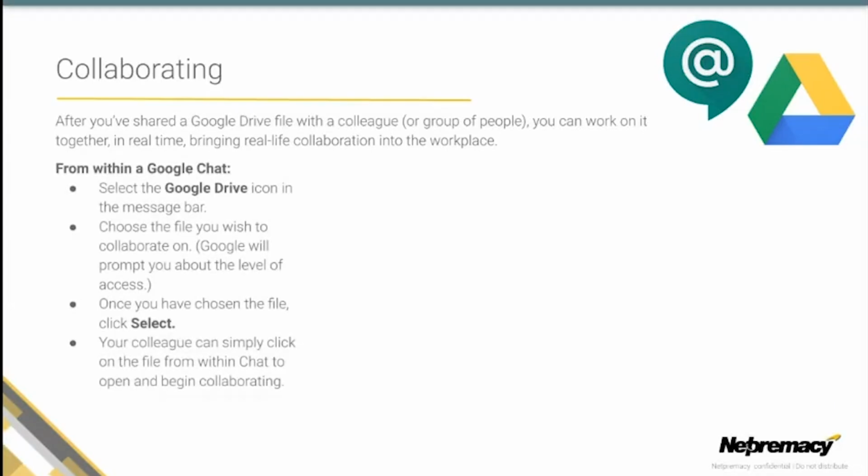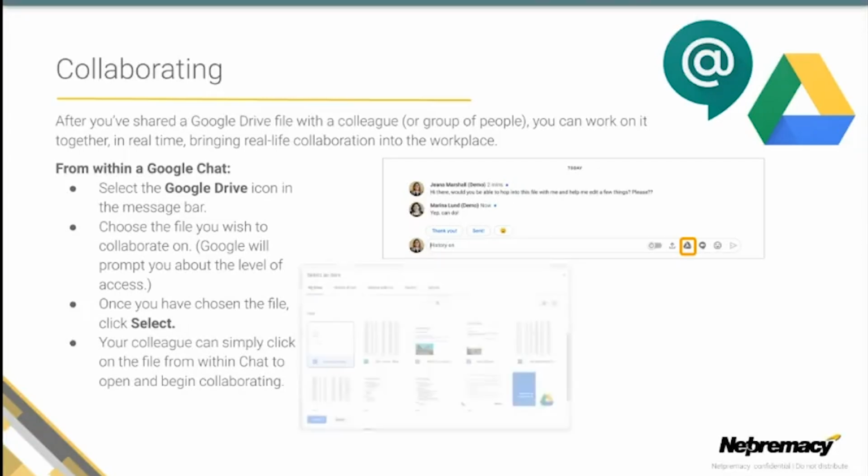Now, from within inside a Google Chat, there's a Google Drive icon. So when you're in a chat with someone, down in your message bar is the Google Drive icon. Choose the file that you wish to collaborate on. So once you select the Google Drive icon, you can choose that file that you wish to collaborate on. Google will prompt you about the level of access. So it will let you know if their level of access is comment only. You might need to change that to an editor, but it will just prompt you to make sure you've got the correct level of access to provide to them.